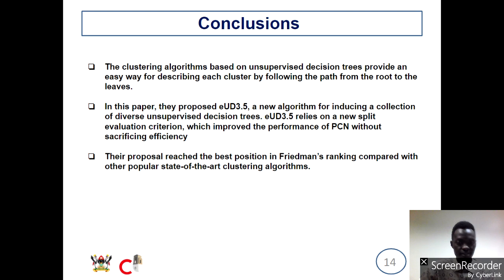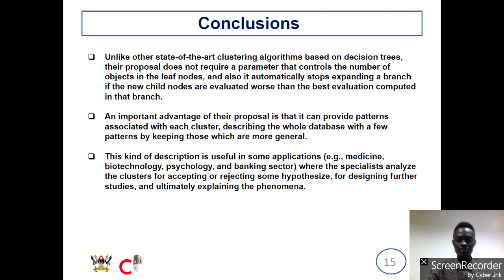And in this particular paper, these authors proposed UD 3.5 as a new algorithm for inducing a collection of diverse unsupervised decision trees, and it relies on the new split evaluation criteria, which improves the performance of PCN, which was already working fine, but this time they added something extra because they didn't want to leave out the good part of PCN, which was satisfying efficiency. So their proposal reached the best position in Friedman's ranking compared with other popular state-of-the-art algorithms.